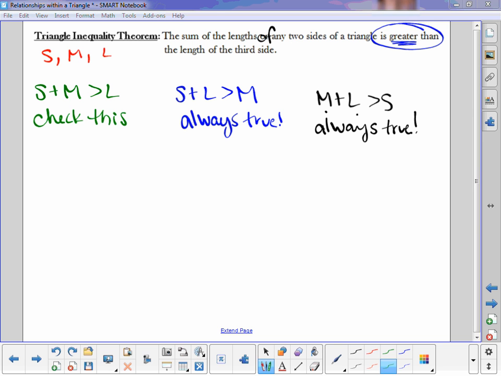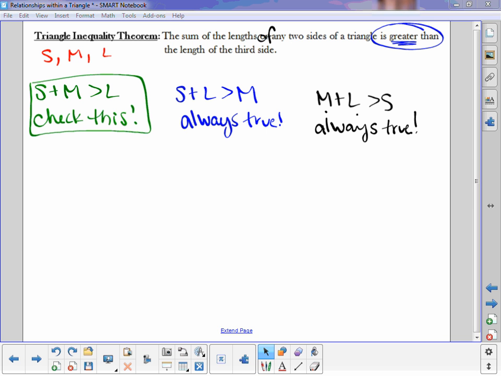So what we've just discovered is that there's actually a shortcut. We don't need to check all three situations. I just need to check that my small and my medium add up to be bigger. Questions with that? Alright, so go ahead and try.